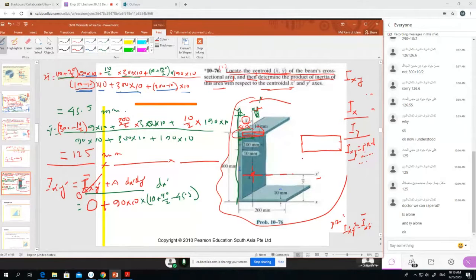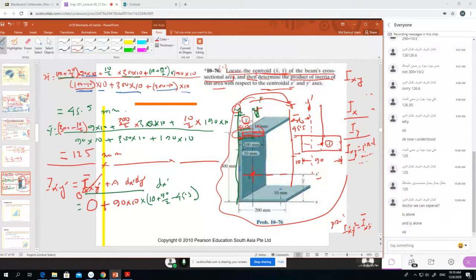This rectangle I am drawing larger, in a large diagram. From here to here is 90, and the thickness here is 10. We already know this. This is the y, and here is the center of this rectangle. This is y prime, and from here to here is the x bar, which you just calculated. This is 45.5. Now we want to calculate the product of moment of inertia for section 1.